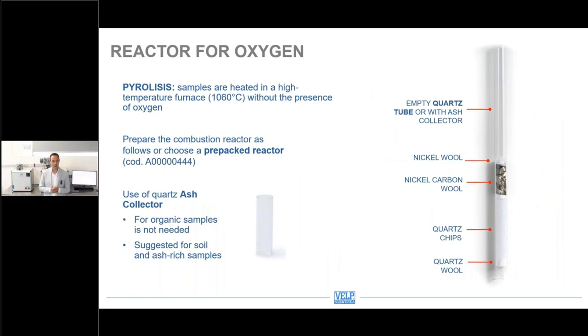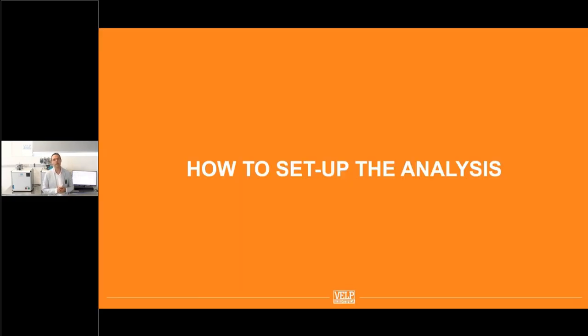The reactor for oxygen is again a quartz tube where the active part is a nickel wool and nickel carbon wool. Also in this case, we can provide also a pre-packed reactor, and you can choose if you want to use an ash collector inside the combustion tube in case you have to measure a lot of samples that produce a lot of ashes. So how to set up the analysis?